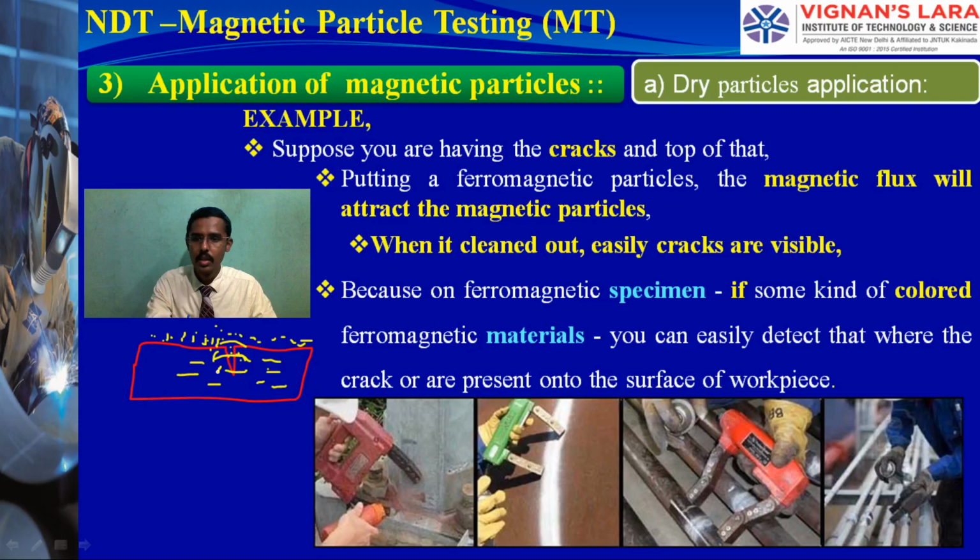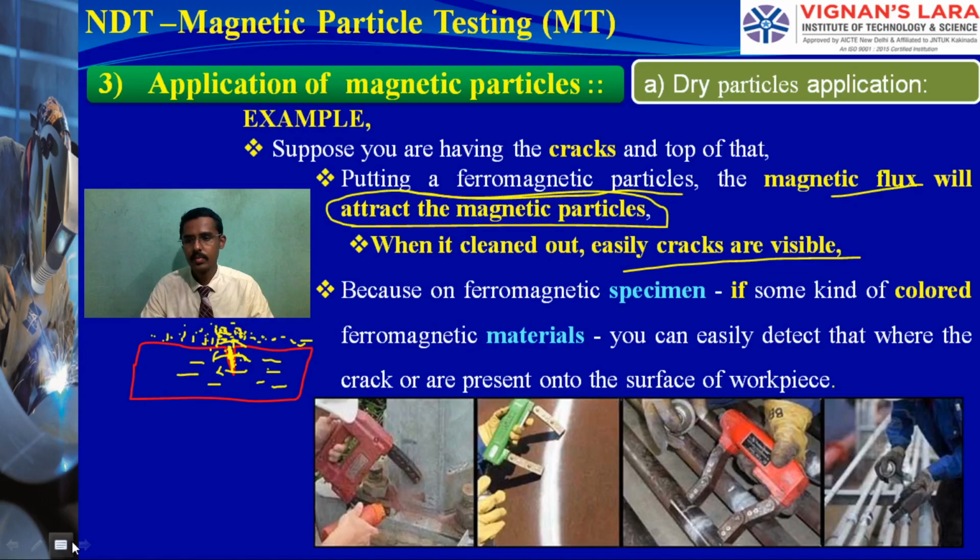So that is the point written. Putting ferromagnetic particles, the magnetic flux will attract the magnetic particles. When it is cleaned out, the cracks are easily visible. Because it is attracting, the powder goes inside and fills the crack, and we have to clean up. When it is cleaned, it will obviously all look good.